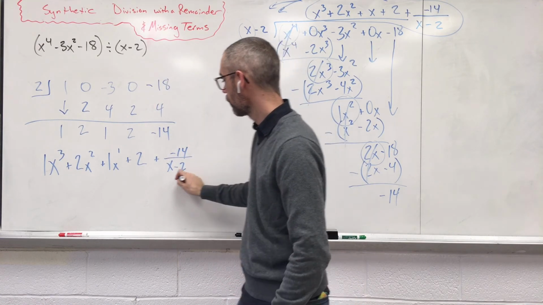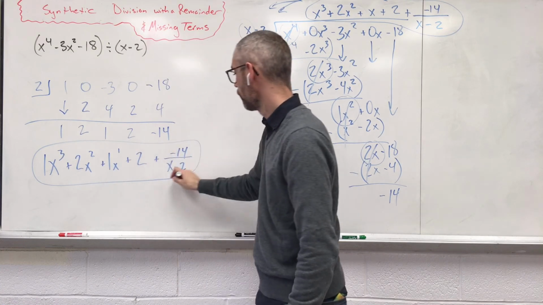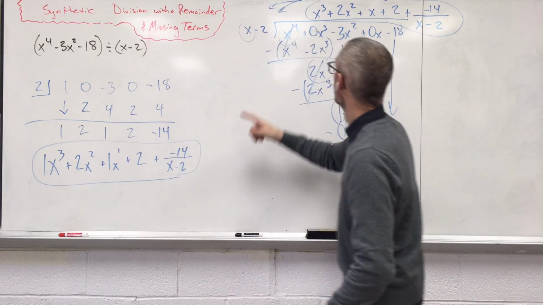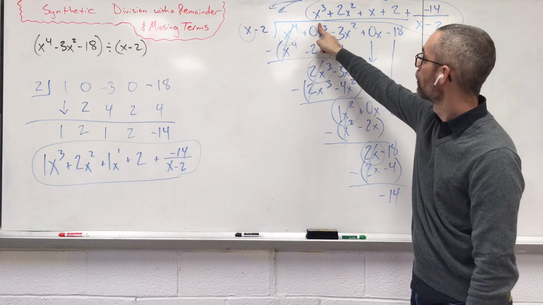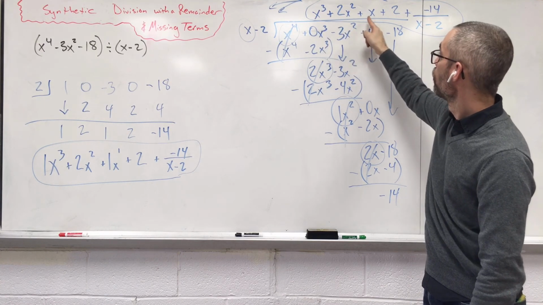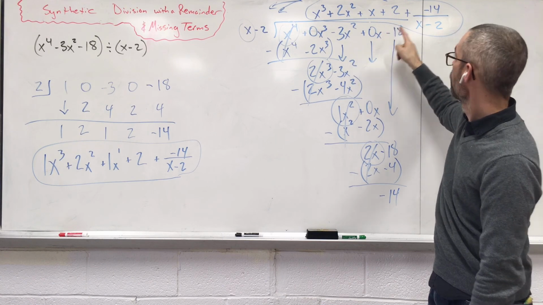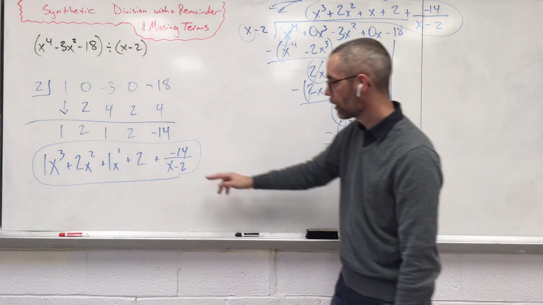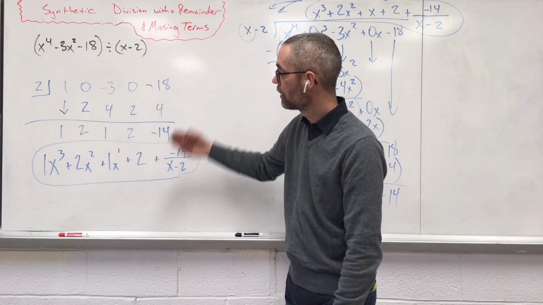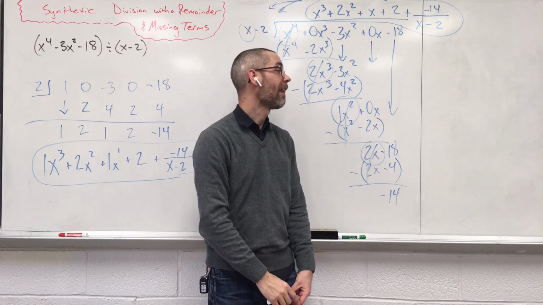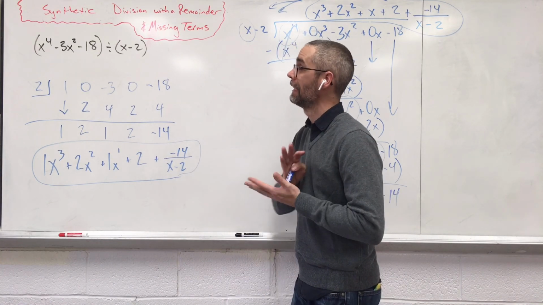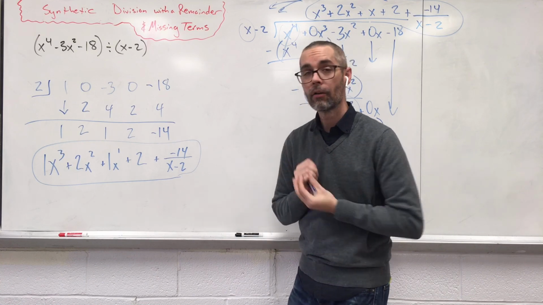And let's double check ourselves with our long division that's already on the board. We have 1x to the third, 2x squared, 1x to the first power, even though I don't show it, plus 2, and then negative 14 over x minus 2. We came up with the same answer with a lot less work. And that is synthetic division with a remainder and missing terms.